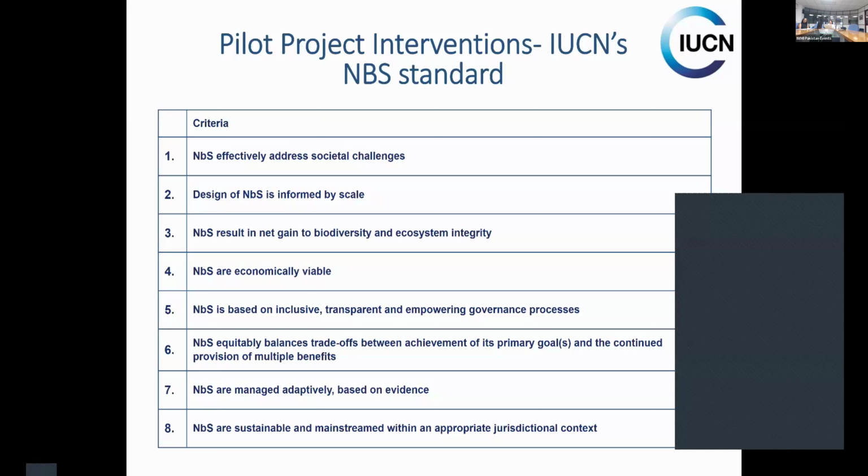The second, it should be cost effective. Third, it should be scalable and replicable. Fourth, it should consider biodiversity and ecosystem integrity. Fifth, it's inclusive, transparent, and empowering. Sixth, it should be managed adaptively. And seventh, it should be equitable, balancing between achievement of its goal and benefits. And the last one, the nature-based solution should be sustainable, to align with what we need.